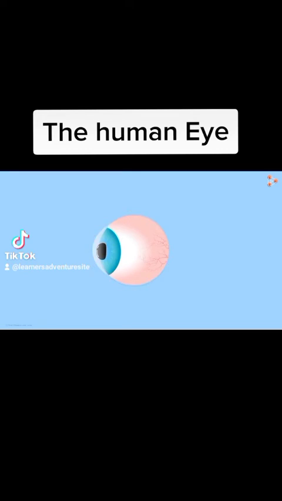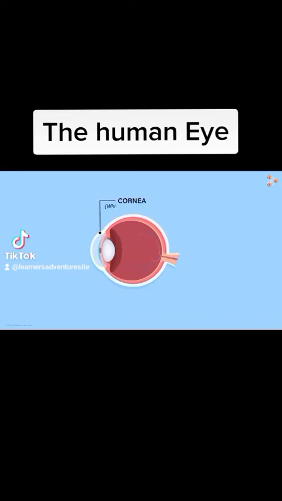The human eye is roughly spherical in shape. What we're going to do in this video is understand the different parts of the eye in short, not in extreme detail. Let's begin. The outer layer of the eye is called the cornea. It's white in color and transparent. Transparent? Yes, it means that it allows light to pass through it.